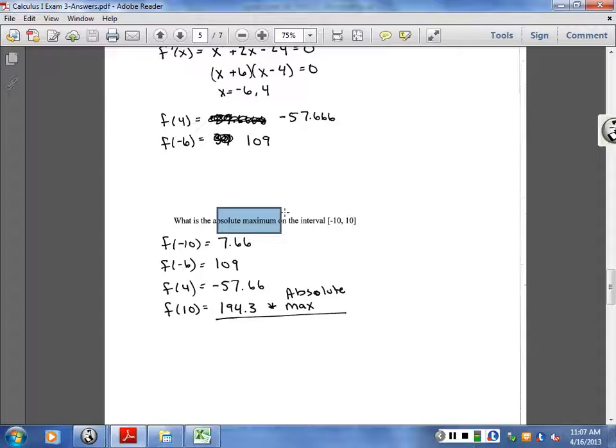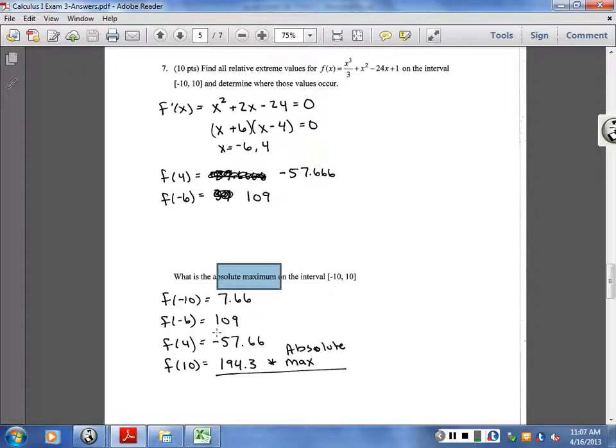Probably about 4 people in the whole class tested every single integer value between minus 10 and 10. There's no point to do that. The maximum and minimums can only occur at critical points. Turns out the critical points are only minus 6 and 4. And then they also can occur at the endpoint, so you'd need to test those. But it doesn't have to be an integer. It could have easily been square root of 2. So testing integers is just a waste of time.